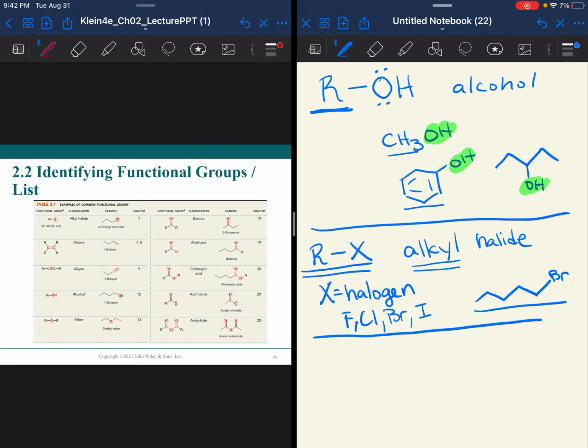Moving right along, we're going to see single bonds all the time. Single bonds, we're going to learn, aren't terribly reactive between carbon. But double and triple bonds have different functionality, have different reactivity. So we group them as their own functional groups. A carbon-carbon double bond is an alkene. And a carbon-carbon triple bond is an alkyne.